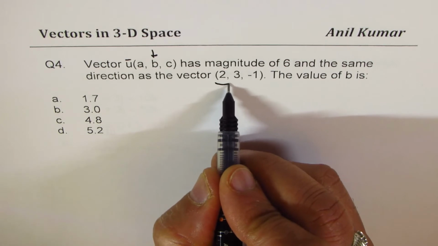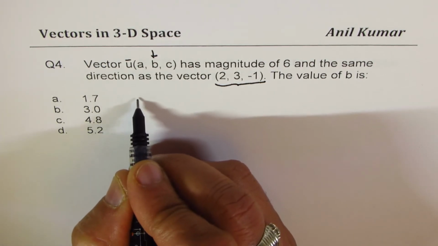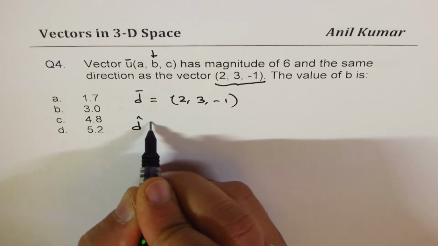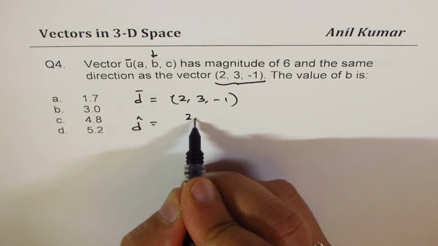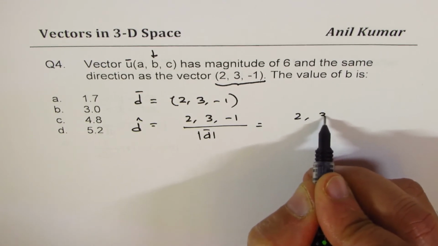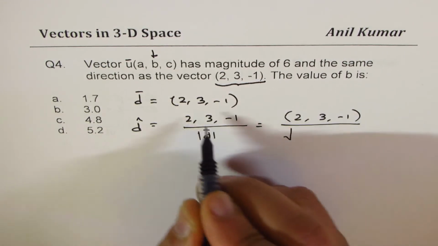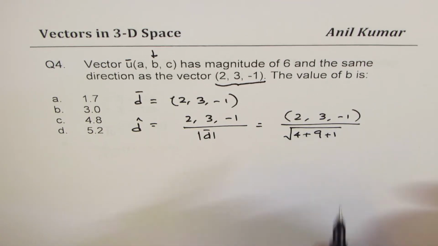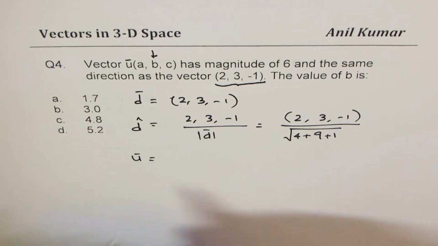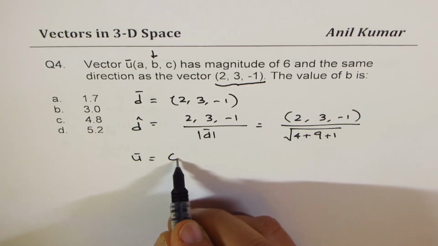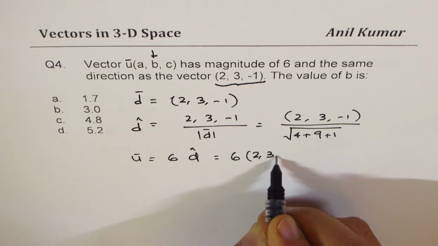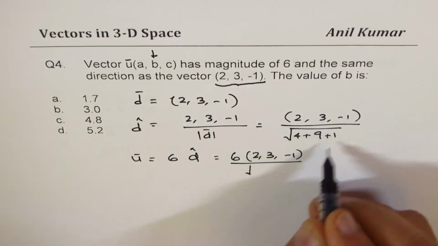So what we can do is that we can find unit vector in this direction. So let's say our direction vector is 2, 3, minus 1. So the unit vector in the direction will be 2, 3, minus 1 divided by the magnitude of vector d, right? Which is 2, 3, minus 1 divided by square root of 2 square, which is 4, plus 9 plus 1. So which is square root of 14, right? So that means the vector u will be 6 times the unit vector d, right? So which will be 6 times 2, 3, minus 1 over square root of 14.